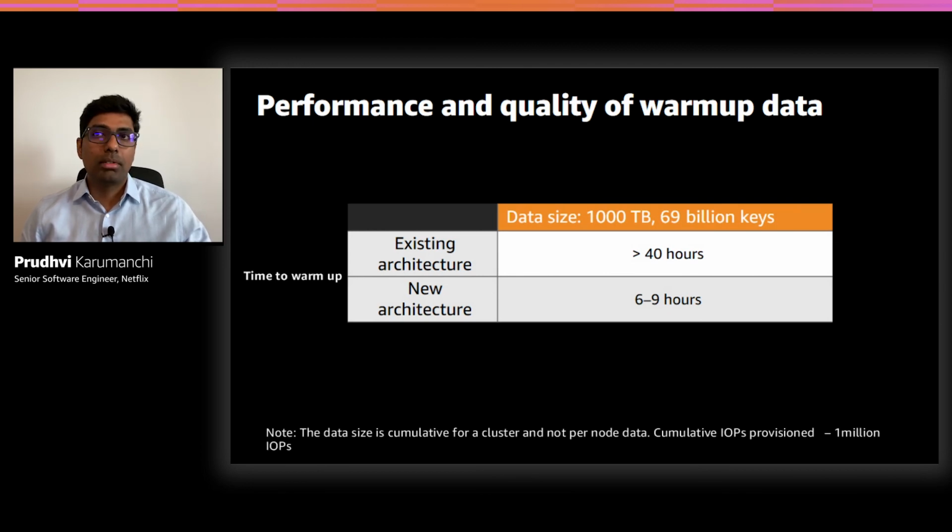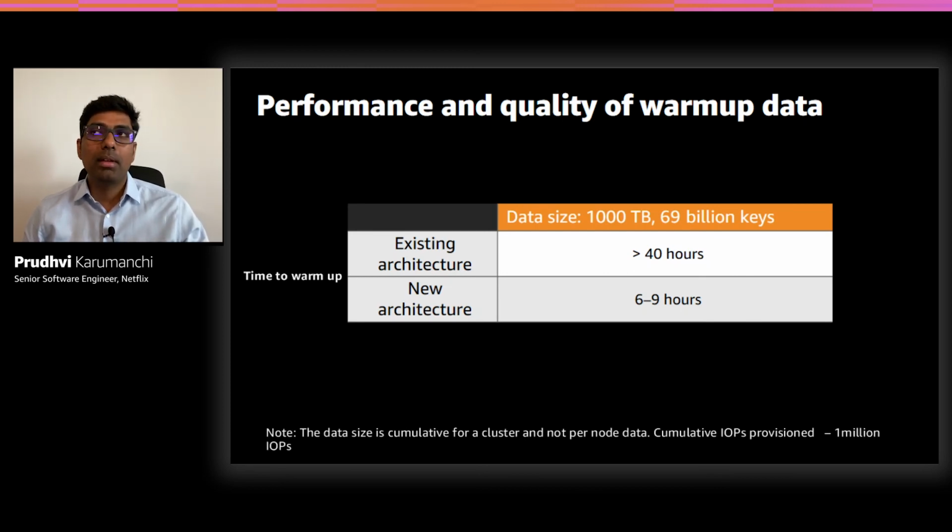So what does this prove? This slide hits the nail on the coffin for us. With the existing architecture, warming up a petabyte of data, which is one of our largest clusters, used to take more than 40 hours, and there was a lot of hand-holding from engineers that we had to do from time to time. And it was not really reliable. And this was the direction we were going with that old architecture.